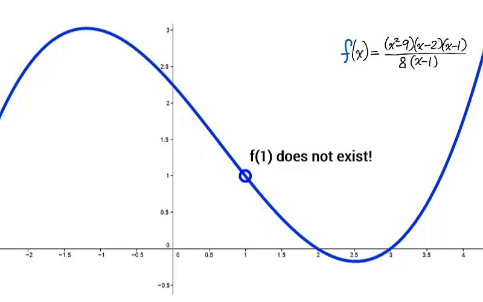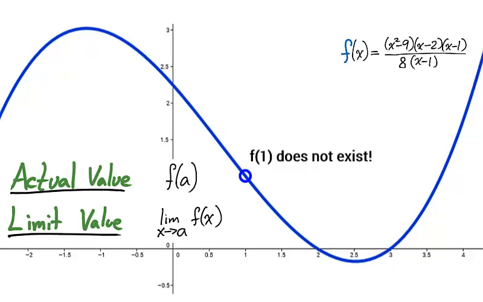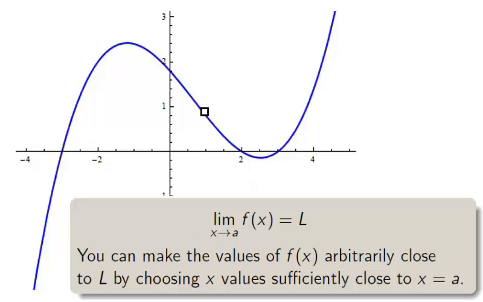When describing the graph of a function, we have two topics that can describe locations on the graph above x equals a. The actual value, f of a, and the trend, the limit, as x approaches a. The limit of f as x approaches a, being L, means that you can make the values of f arbitrarily close to L by choosing x values sufficiently close to a.